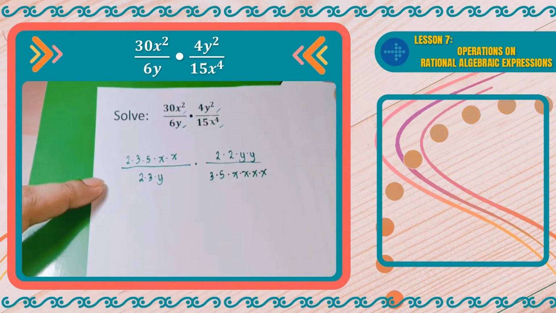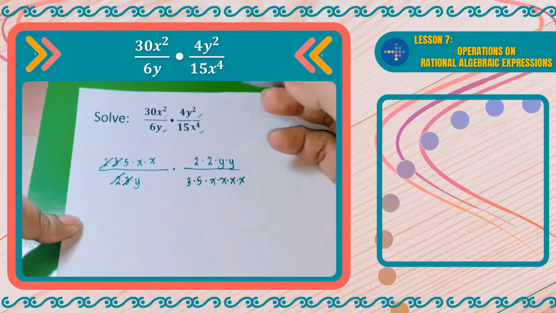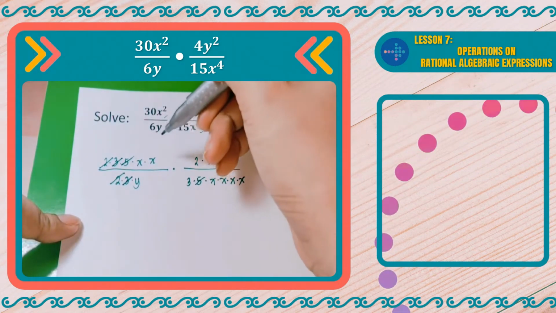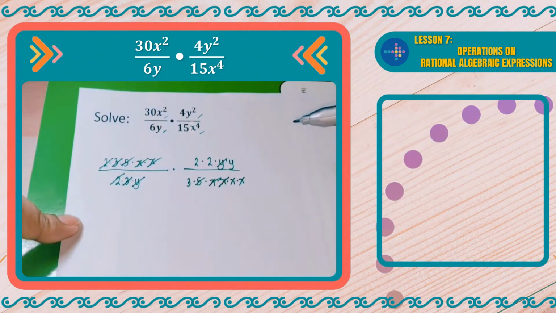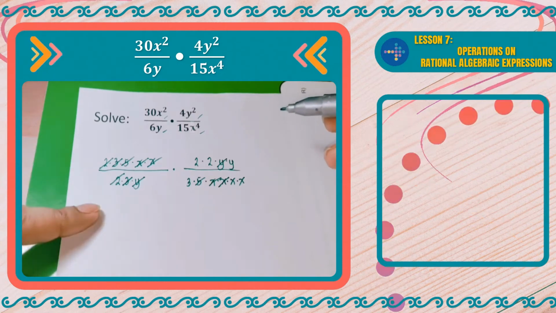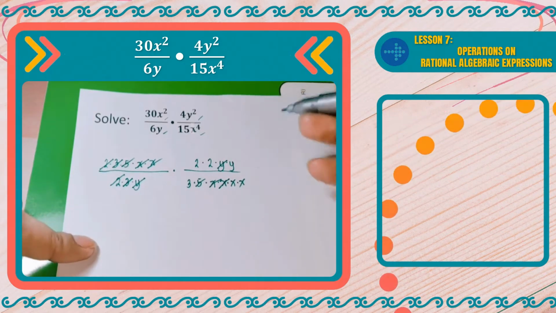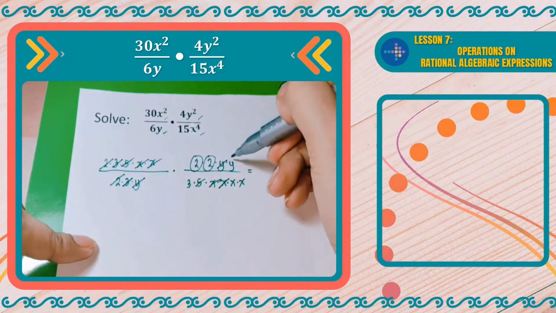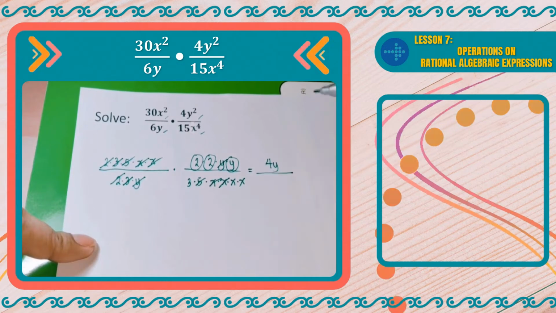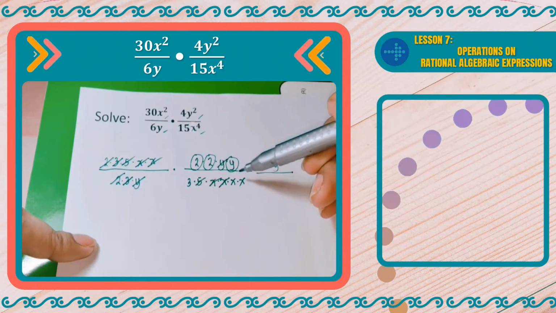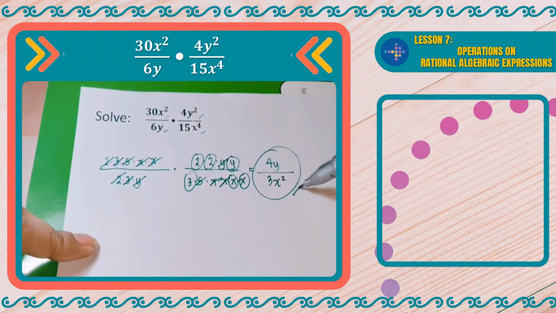Then cancel common factors from the numerator and denominator. So we have 2, we have 3, we have 5, we have 2x, we have 1y. Then check if we still have anything we can cancel. So wala na. Then multiply the remaining factors in the numerator and the denominator. We have 2, 2, and y in the numerator. So 2 times 2, 4, times y, so 4y. Then for the denominator, we have 3 and 2x, therefore 3x squared. So this is the final answer.